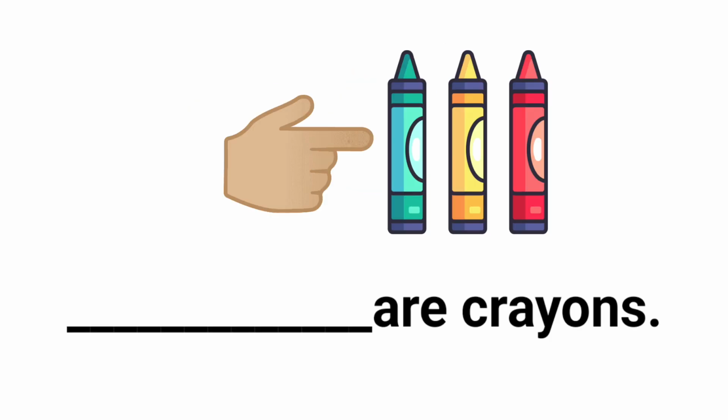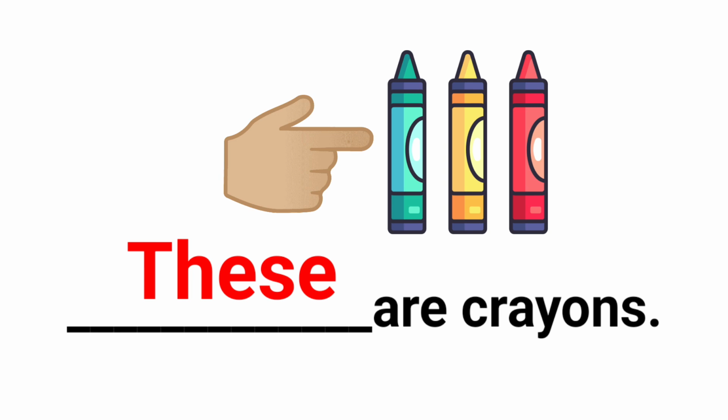Dash are crayons. Tell me the answer, children. Yes, these are crayons. Why these? Because the finger is near to the crayons, as well as crayons are plural. So here we use these. So the sentence is, these are crayons.